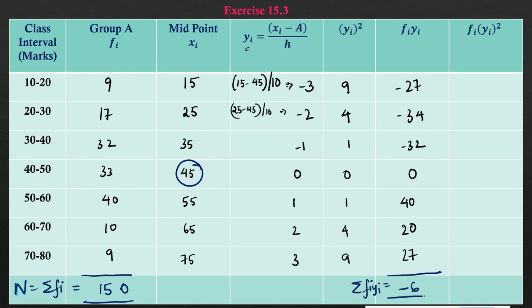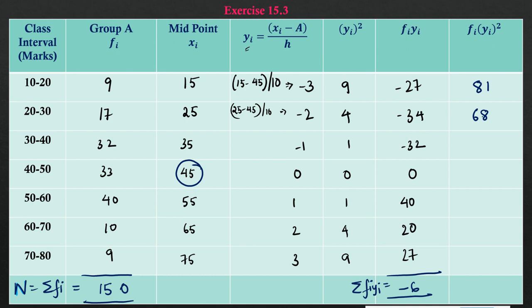I will be getting the value of sigma fiyi as minus 6. I'll be finding out the value of fi multiplied by yi square. Fi is here 9 multiplied by yi square, which is going to be 9 multiplied by 9. I will be getting the value as 81. Next, I will be getting the value as 68.